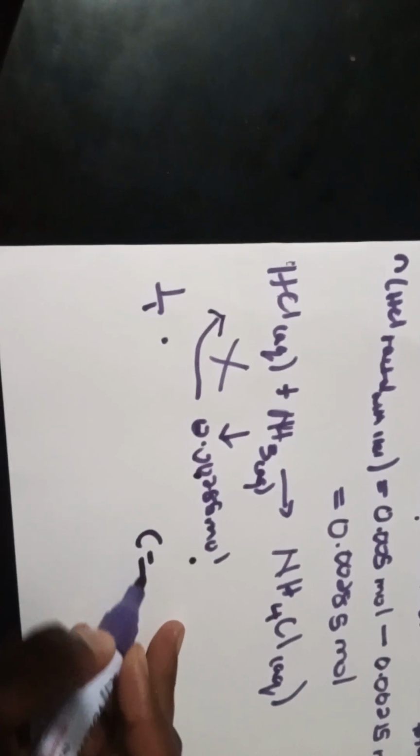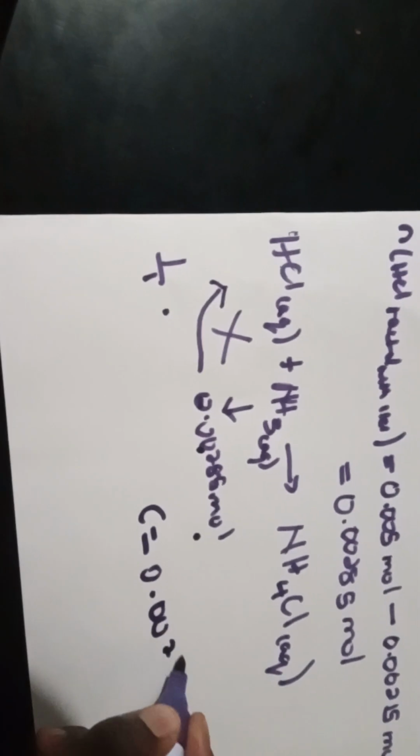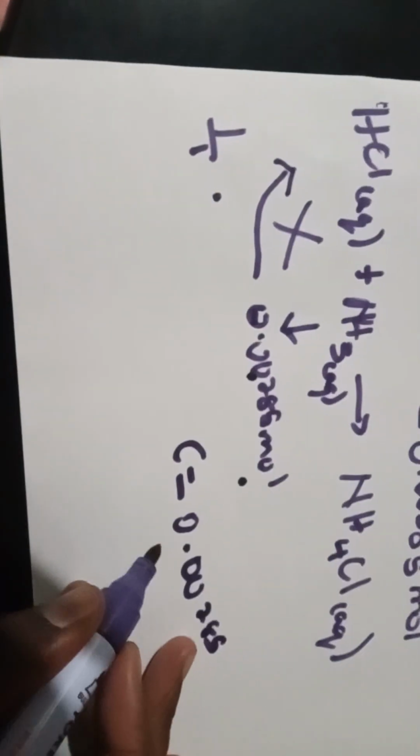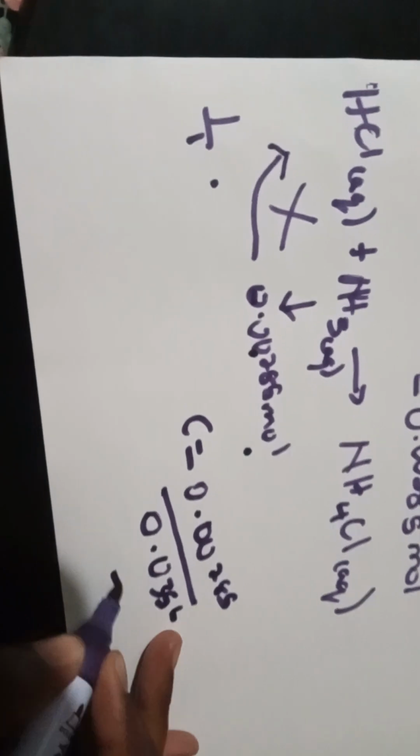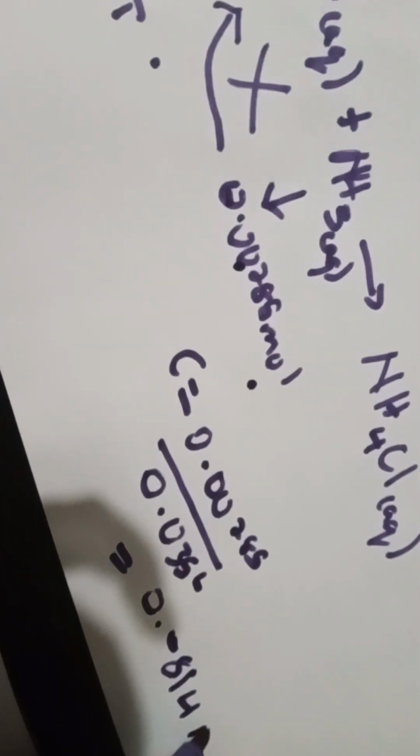Therefore we'll then convert this number of moles to concentration, therefore our concentration will then be 0.00285 over the total volume, which was 0.035 liters. Therefore, concentration will be 0.0814 moles.